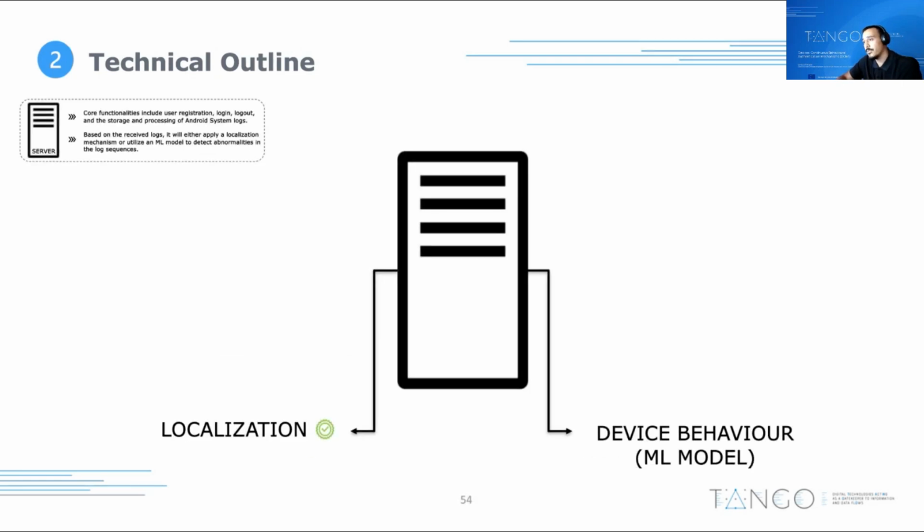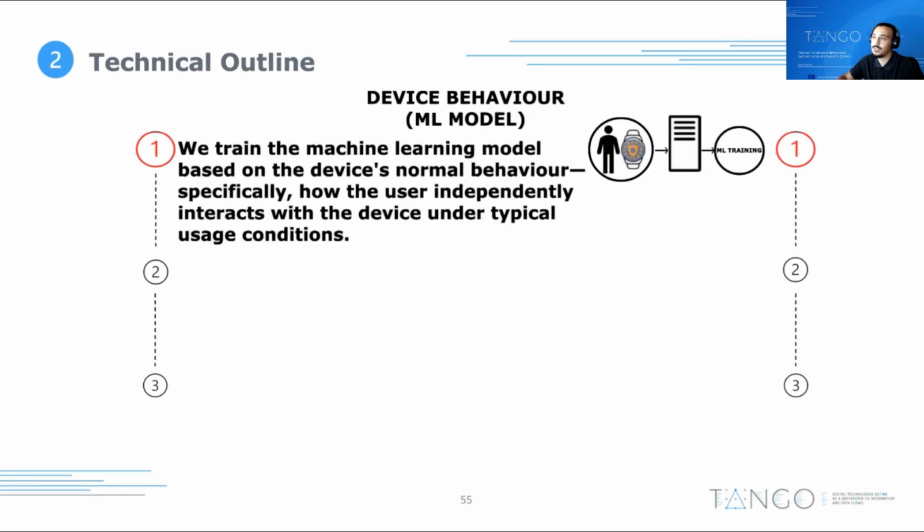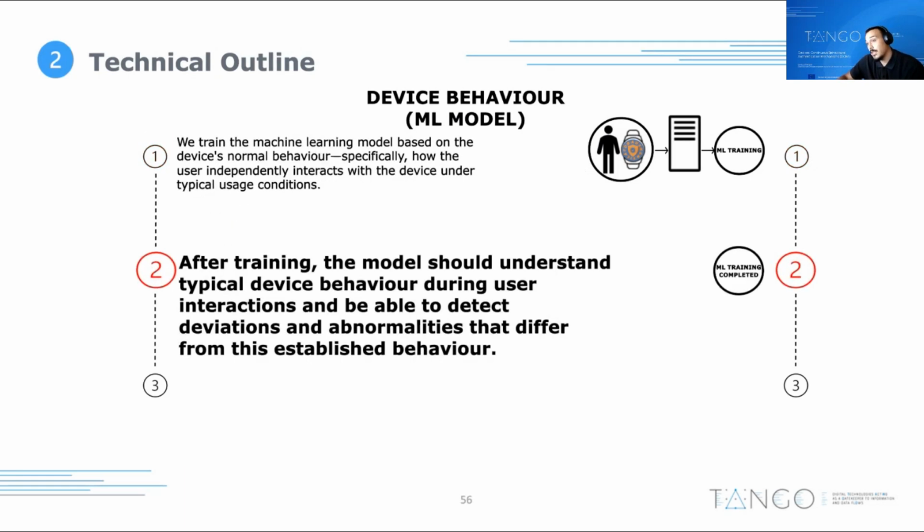Now we'll proceed with the second continuous authentication mechanism, the device behavior. More specifically, we utilize machine learning technology there. We train a machine learning model based on the device's normal behavior, and more specifically how the user independently interacts with the device under typical usage conditions. We expect that after the training, the model should understand the typical device behavior during user interactions, and it will be able to detect deviations and abnormalities that differ from this established behavior.